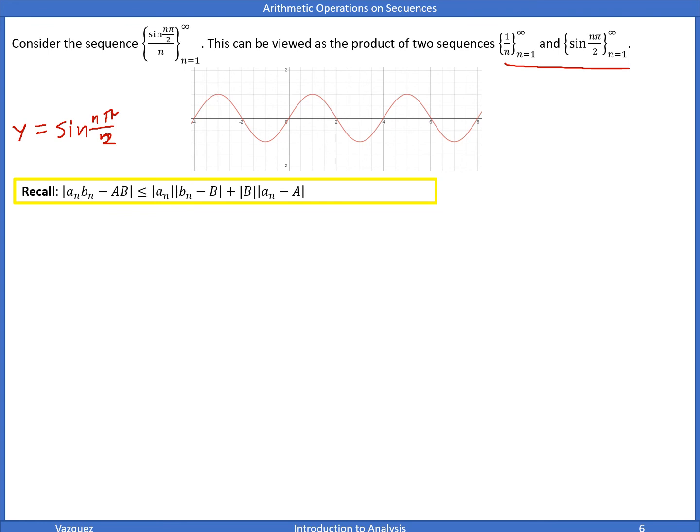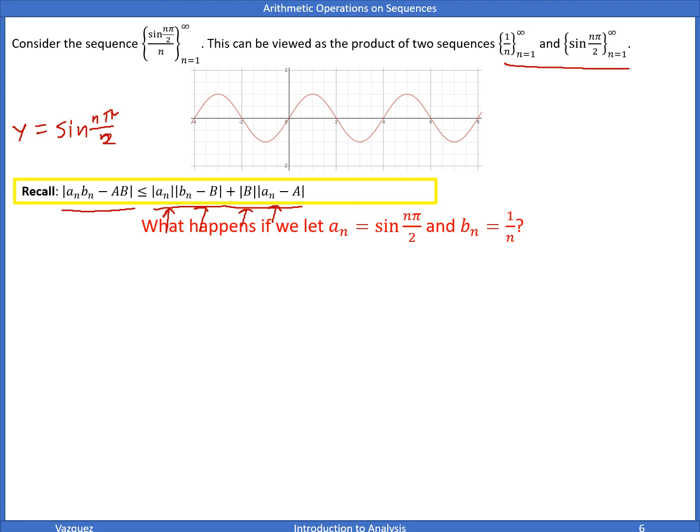And then just recall, remember when we were proving that an times bn minus ab, how that was less than or equal to this expression over here? Remember how we were trying to get each of these terms or little expressions, an minus a, bn minus b and an, to get arbitrarily small so it can be less than epsilon. That's where we were. And the reason we're going to recall this is because we're going to use it to prove something.